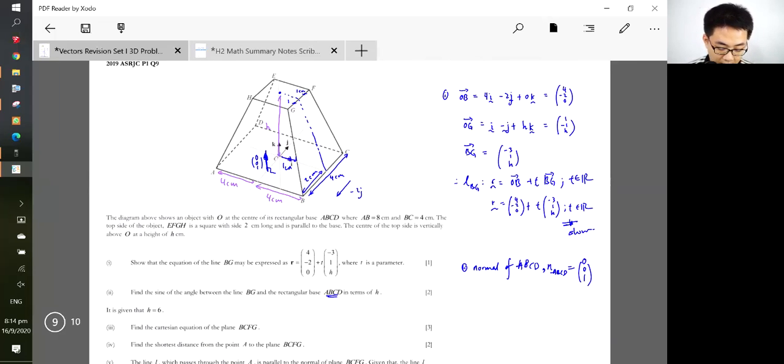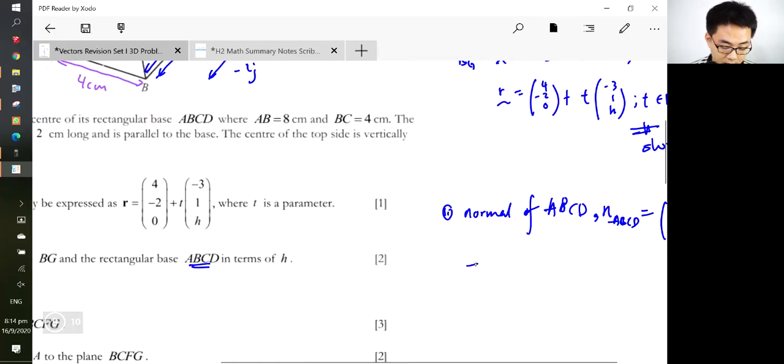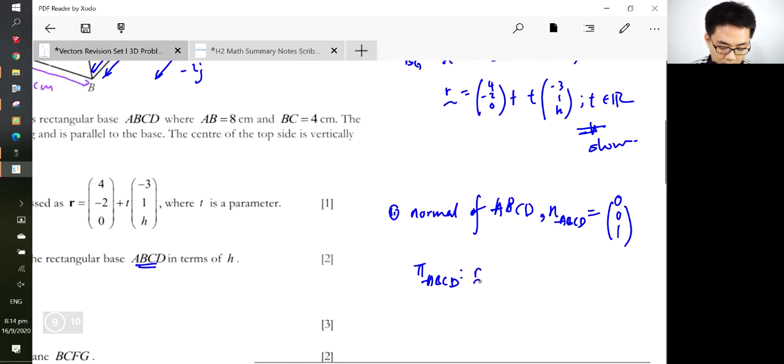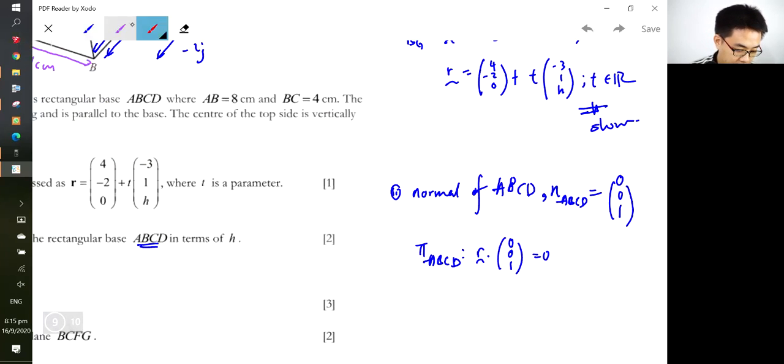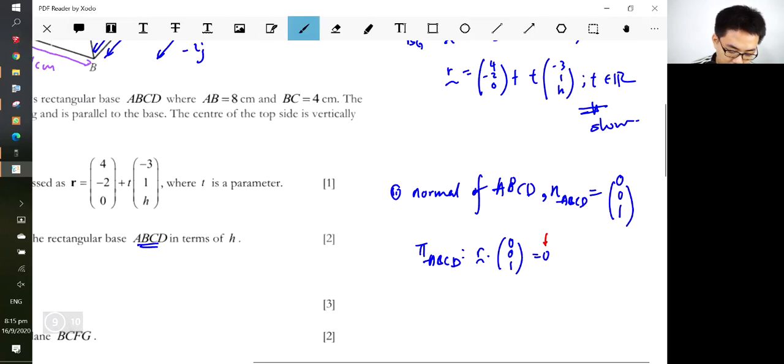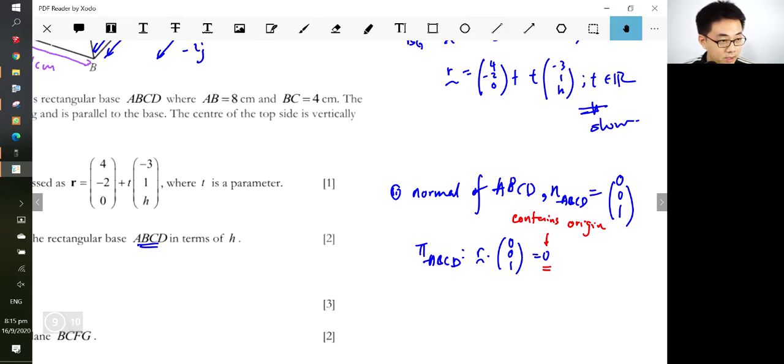Heck, I could even write down the equation of ABCD out. You know what's the equation of plane ABCD, right? It's just r dot (0, 0, 1) equals 0. Okay, so just take note. If this is 0, it means the plane contains the origin. So pi ABCD is just r dot (0, 0, 1) equals 0.